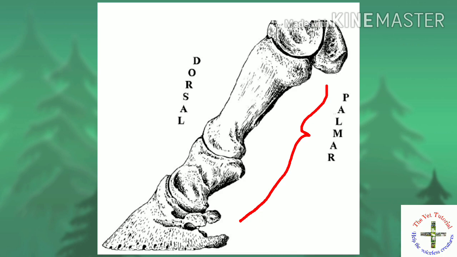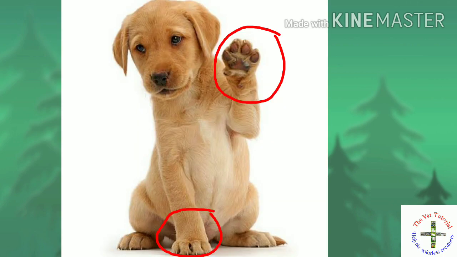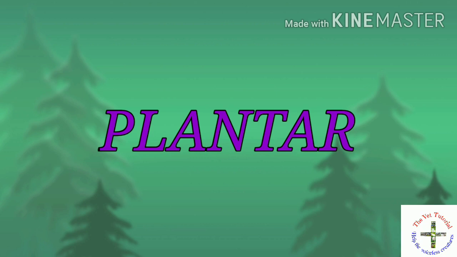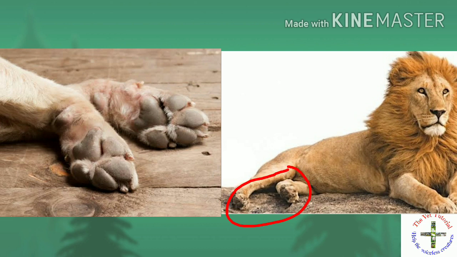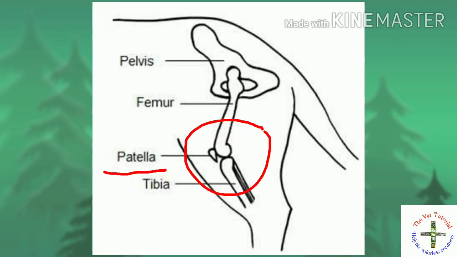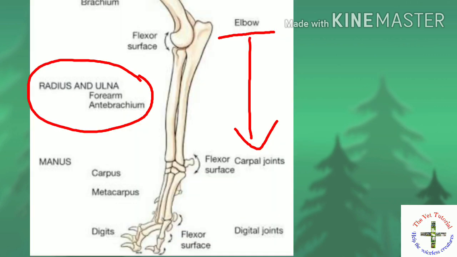Then palmar, the rear surface of the forefeet from carpus to phalanges. Or we can say the surface of the forelimb that contacts the ground in the standing condition. Then plantar, which means the rear surface of the hind limb from hock to the phalanges. Or we can say the contact surface of the hind limb in the standing condition. Then we are going to study patellar, which is related to the patella or kneecap. Then antebrachium, which means the distal area of the front leg below the elbow joint.